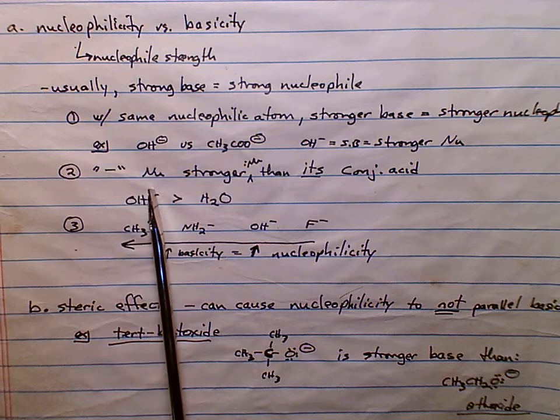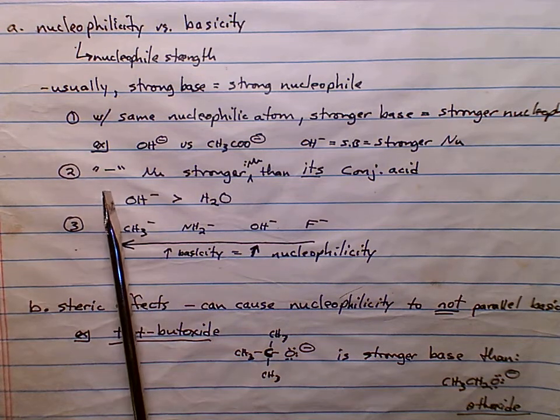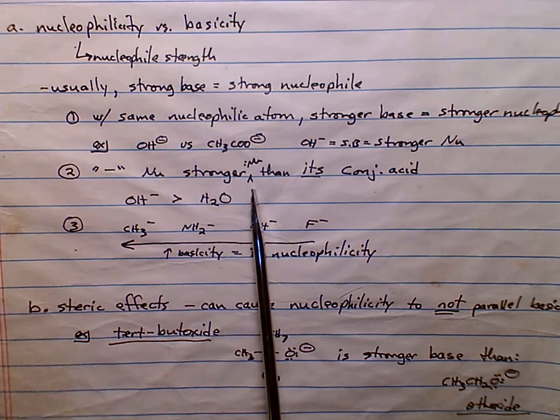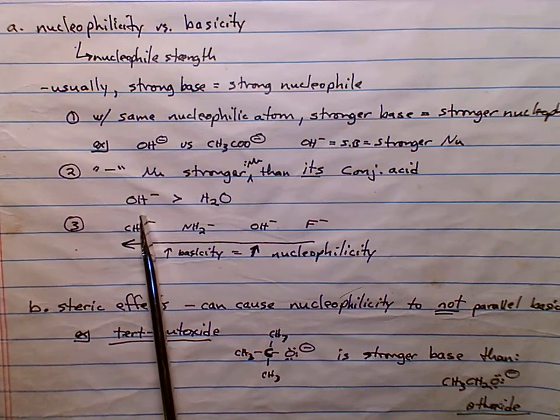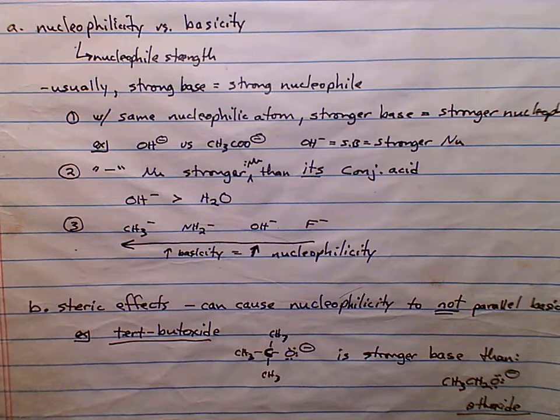Note, if your nucleophile has a negative charge, then it is a stronger nucleophile than the conjugate acid. Note, hydroxide has negative charge. The conjugate acid of hydroxide is H2O. H2O is neutral, which means hydroxide is the stronger nucleophile.